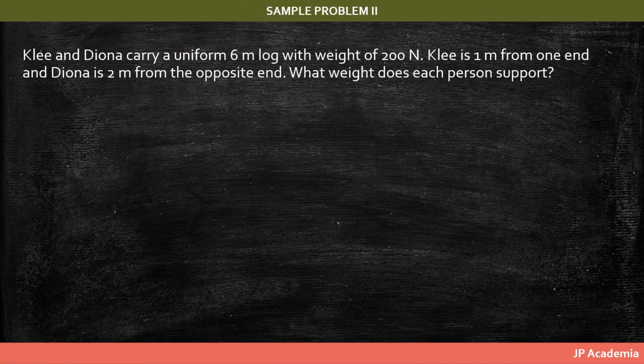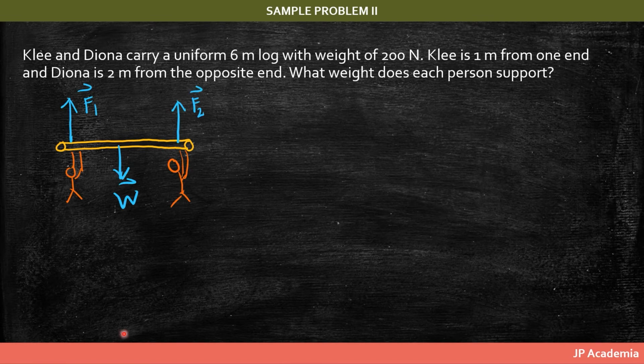Okay, so now let's have this sample problem. Klee and Leona carry a uniform 6 meters log with weight of 200 newtons. Klee is 1 meter from one end and Leona is 2 meters from the opposite end as shown here. What weight does each person support? And this is the same illustration we had earlier. We have this weight placed at the middle and we have this force F1 and F2.